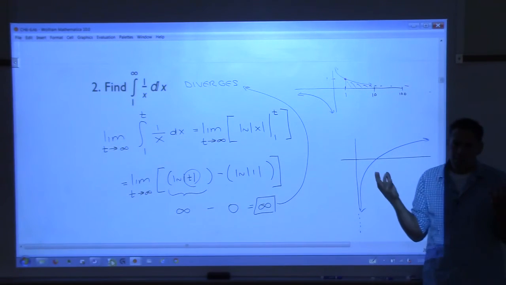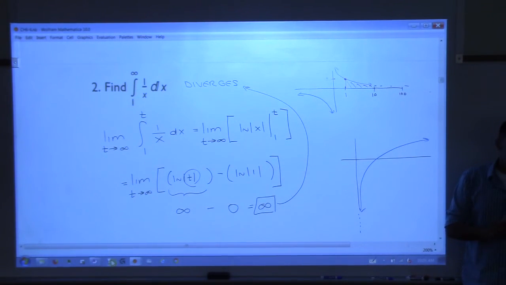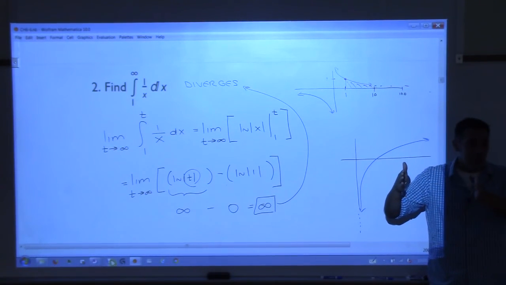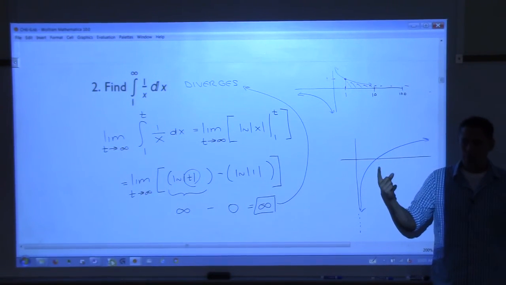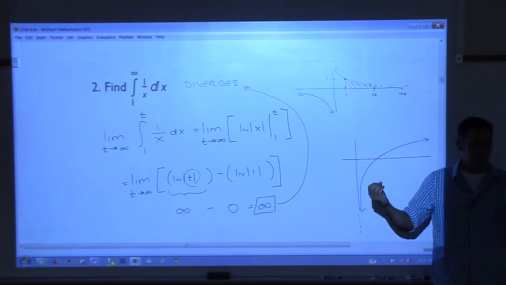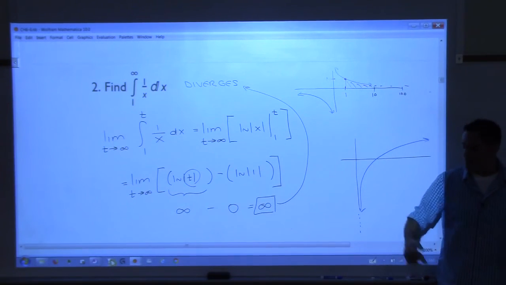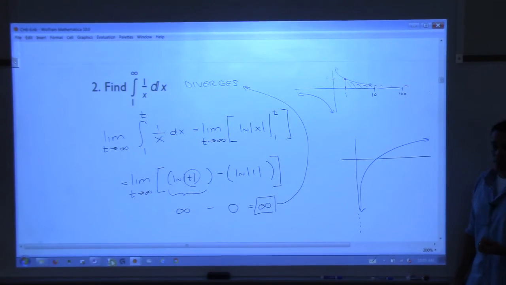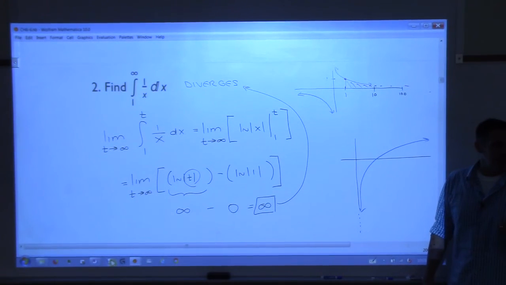I think this is always a problem with your intuition, because they both have the same basic premise. You are adding up an infinite amount of area, but you're getting two different answers, one of them being a number, one of them being infinity. That should be a problem. And that's why in the real world, you cannot always count on your intuition.